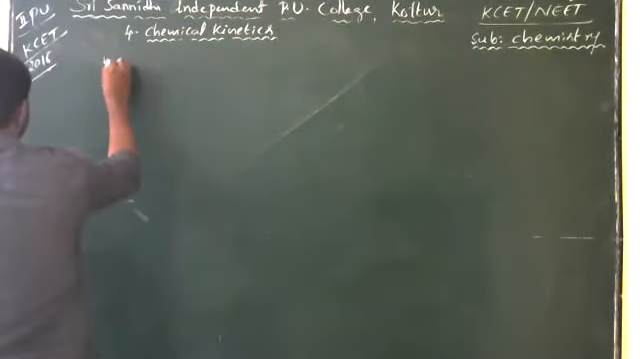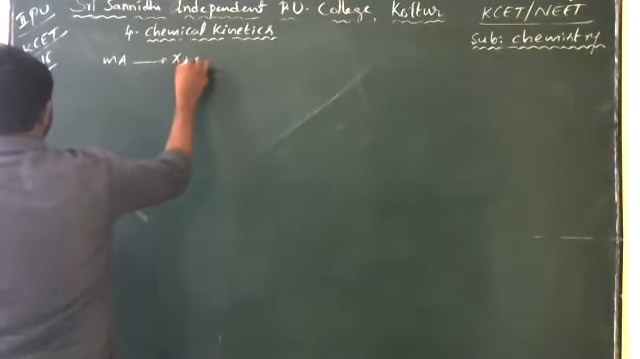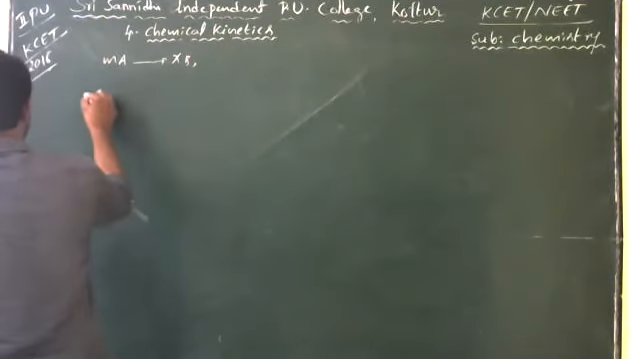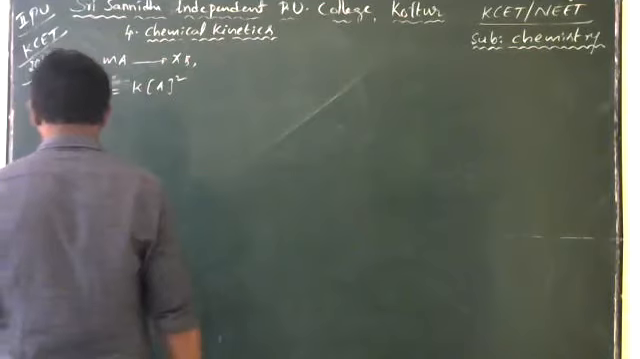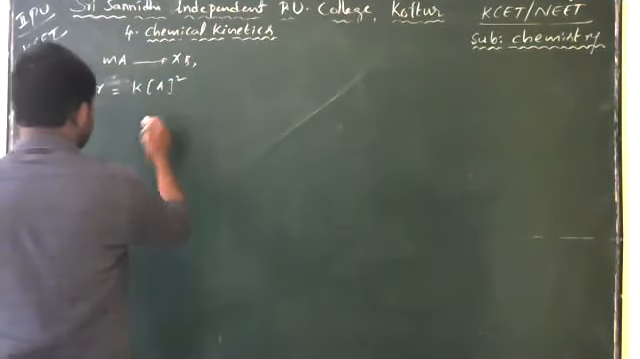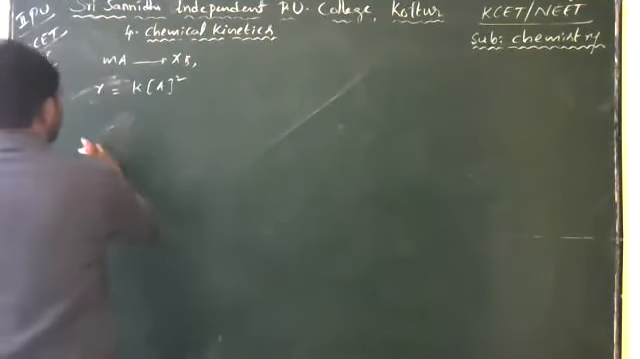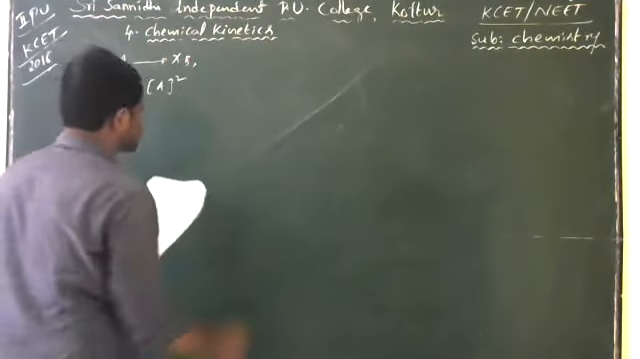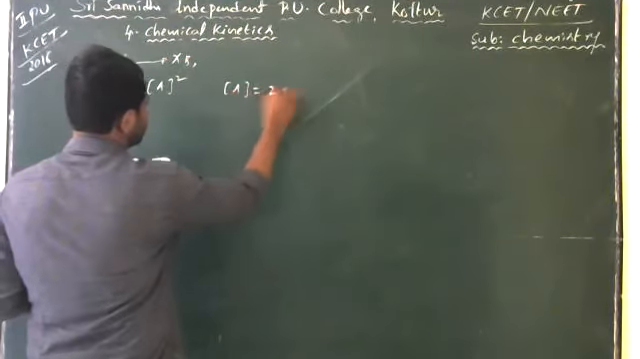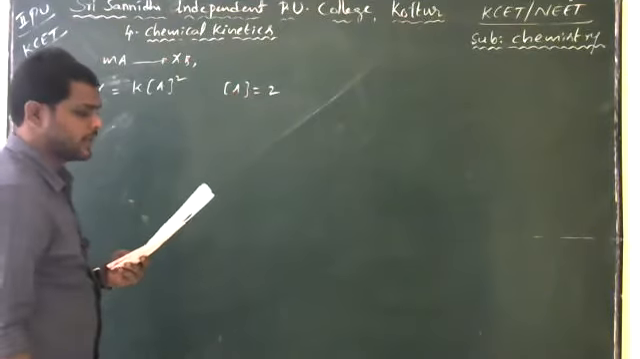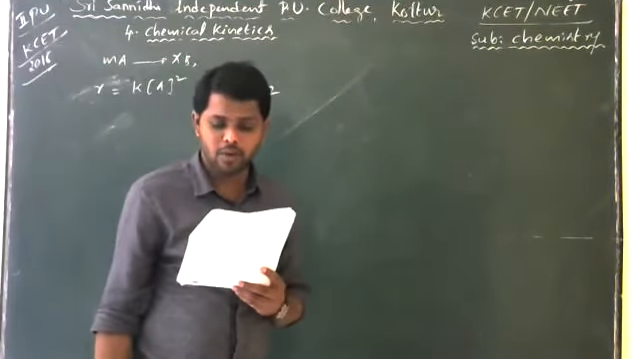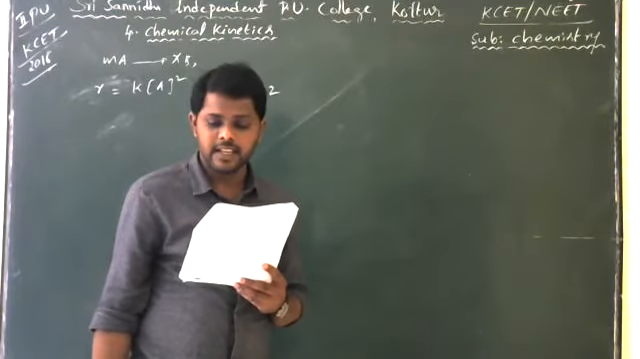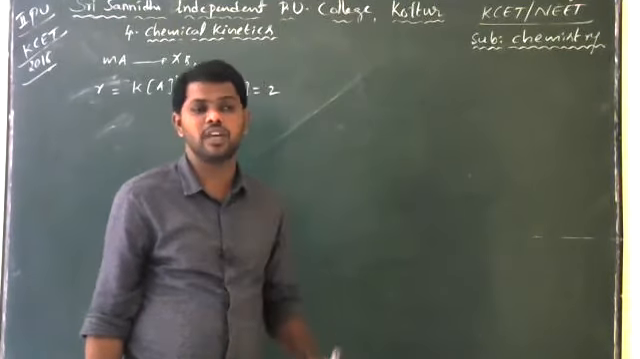So for this rate law, R is equal to K into concentration of A power 2. Now if the concentration of A is doubled, the reaction rate will be: option A is doubled, option B is quadrupled, option C is increased by 8 times, option D is unchanged.